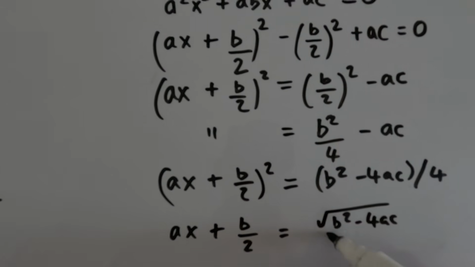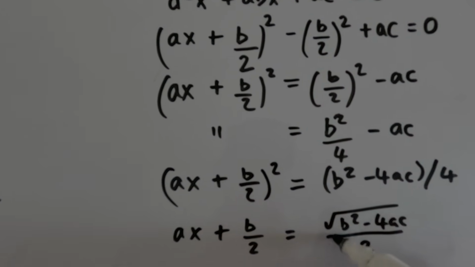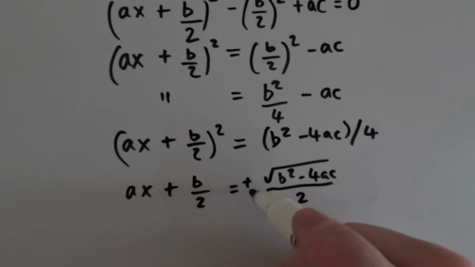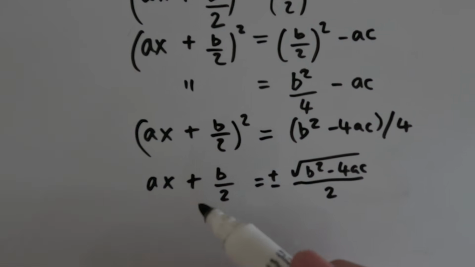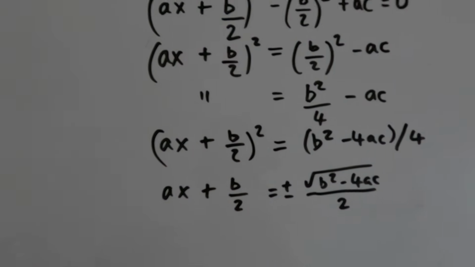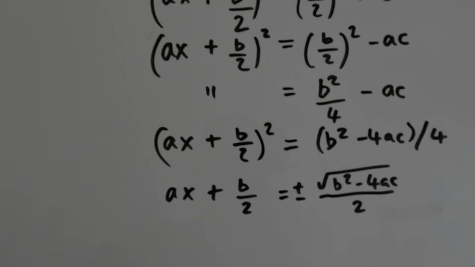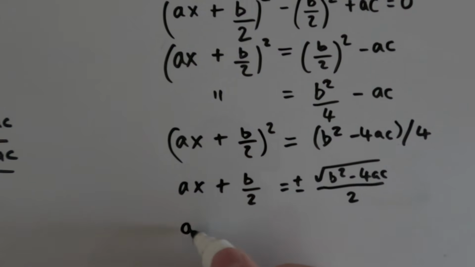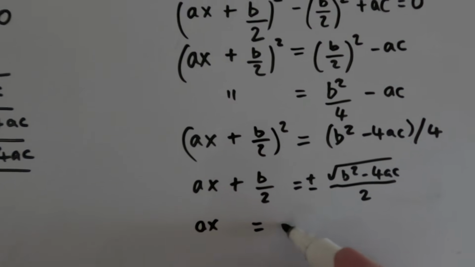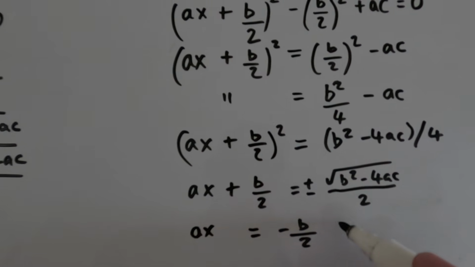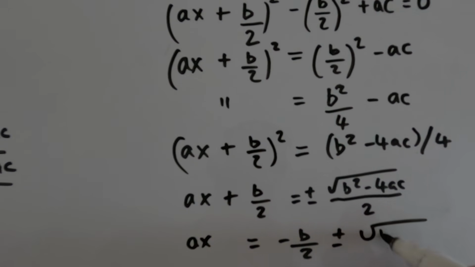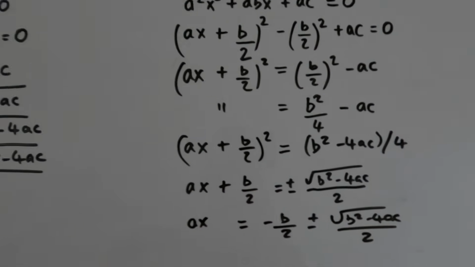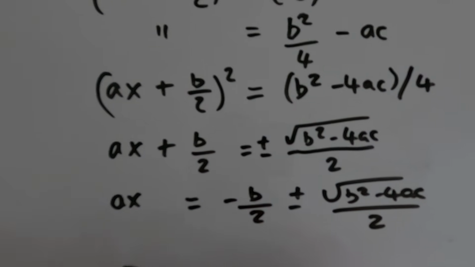Now, if we take the square root of 4, we get 2, so that's over 2. Okay, and remember your plus and minus. Okay, right, so now we can bring our b over 2 term to the right hand side. So ax equals minus b over 2 plus or minus the square root of b squared minus 4ac all over 2. And then we just simply divide across by a.